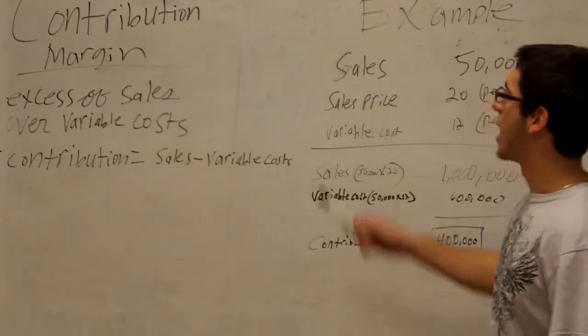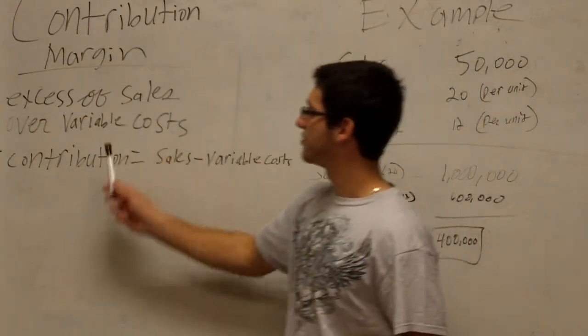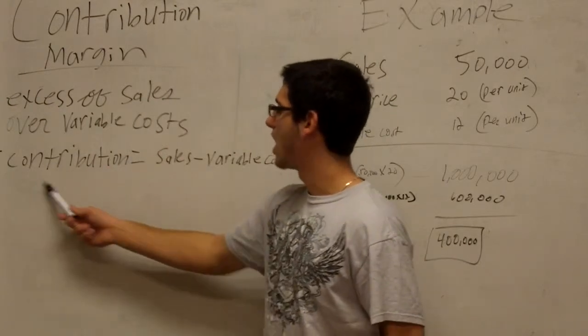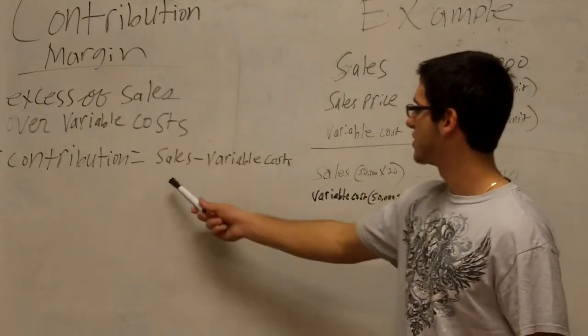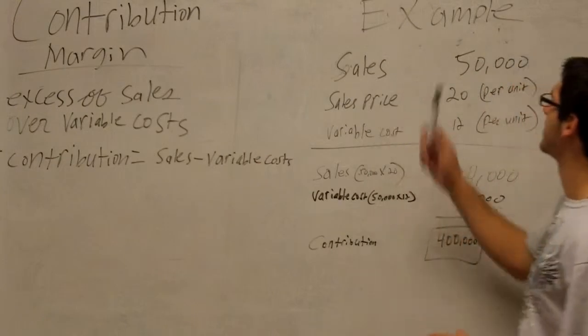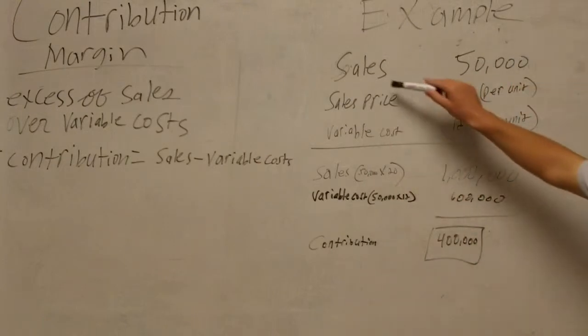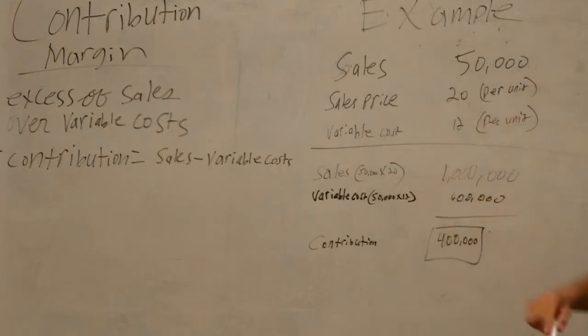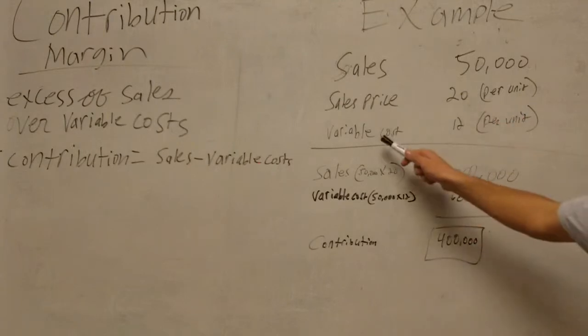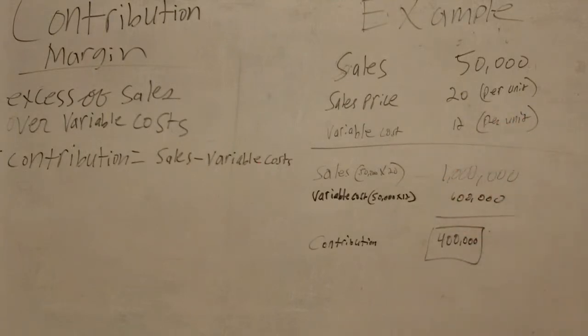Now we're going to go over the contribution margin, which is the excess of sales over variable cost. The contribution margin equation is sales minus variable cost, and here's an example in maybe the workplace. You're going to have sales of $50,000 units, a sales price of $20 per unit, and the variable cost is going to be $12 per unit as well.